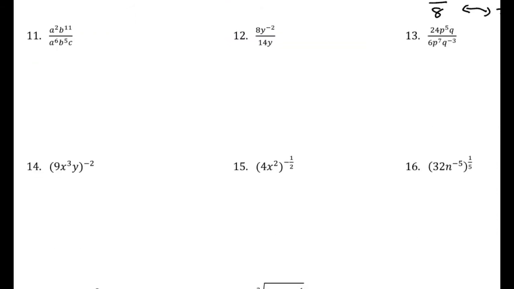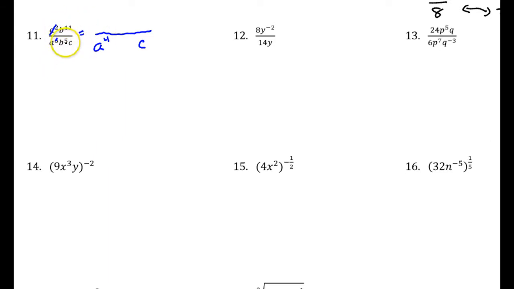Okay, 11. We have 2 a's on top and 6 on the bottom. We have 11 b's on top, 5 on the bottom. We have no c's on top, 1 c on the bottom. Well, at least I know the c is not going to move. It doesn't cancel with anything. So imagine you have 2 on top, 6 on the bottom. These two will cancel out with 2 of these on the bottom, and you'll have 4 left over because 2 of them were canceled out.